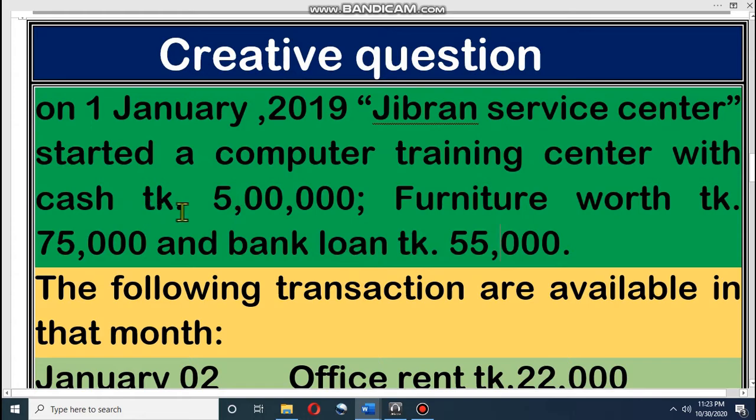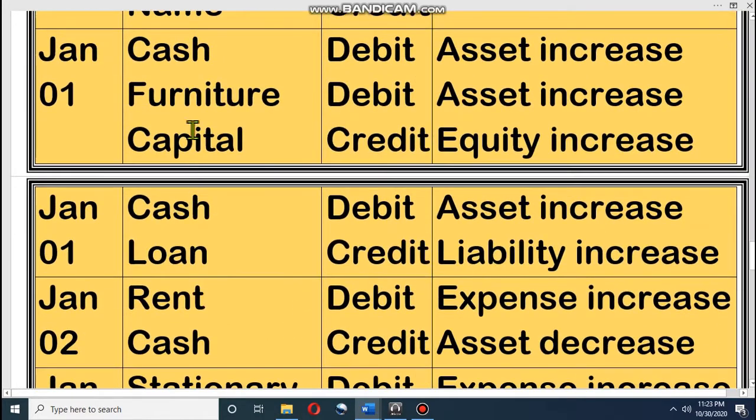So at first we will record cash account debit, furniture account debit and capital account credit. Why? Cash means asset increases, it is debit. Furniture is another asset, that also increases, that is debit. And capital is credit because equity increases, given by the owner. If the owner gives anything to the business, that is an equity increase, credit.